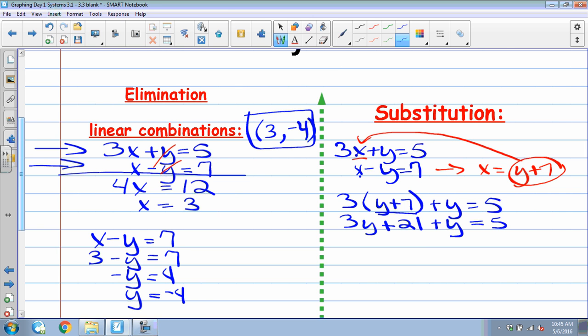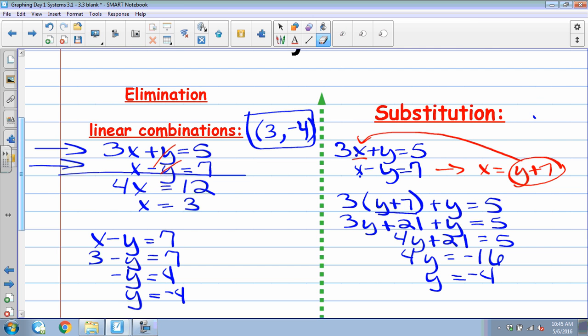3y plus y is 4y plus 21 equals 5. Subtract 21 from both sides. 4y equals negative 16. Divide by 4, and y equals negative 4. So I have the first part, or half of my solution. I know what y is.